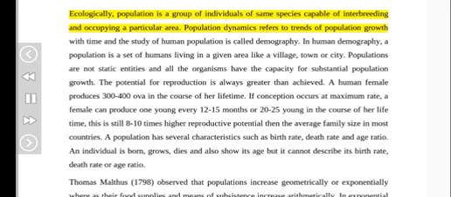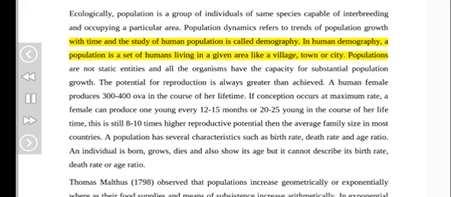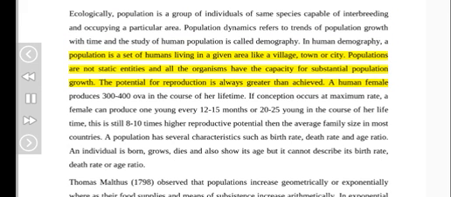2. Introduction. Ecologically, population is a group of individuals of the same species capable of interbreeding and occupying a particular area. Population dynamics refers to trends of population growth with time, and the study of human population is called demography. In human demography, a population is a set of humans living in a given area like a village, town, or city. Populations are not static entities, and all organisms have the capacity for substantial population growth.